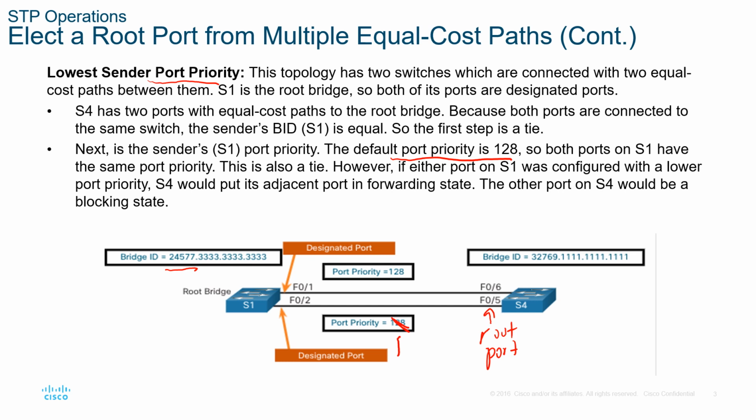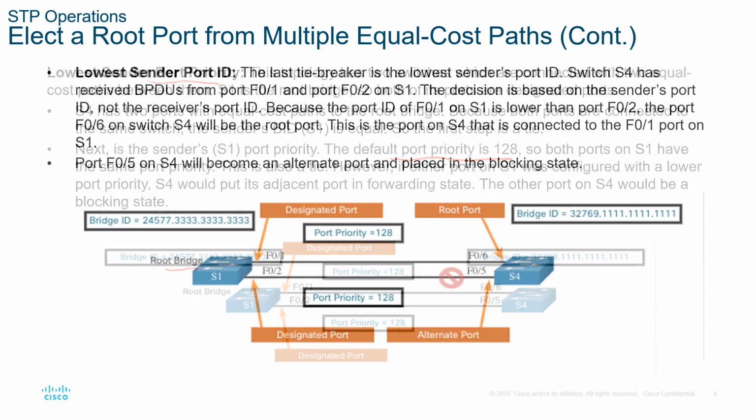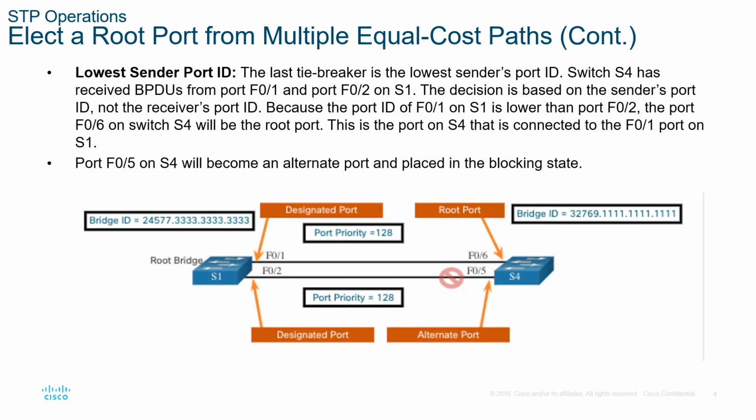Okay, not on S4. Now, given the same example earlier, if you don't change the port priority, the priority is the same for both sender ports, which is 128. Sorry. So it is a tie between the ports. If it's a tie, we go for the third criterion, which is the lowest sender port ID.